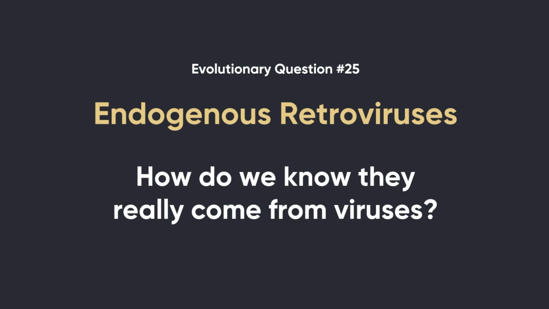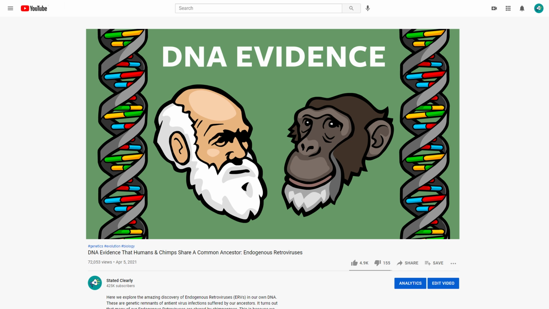Evolutionary question number 25. Endogenous retroviruses. How do we know they really came from viruses? A little while back, I published a new animation over on the Stated Clearly channel about endogenous retroviruses.